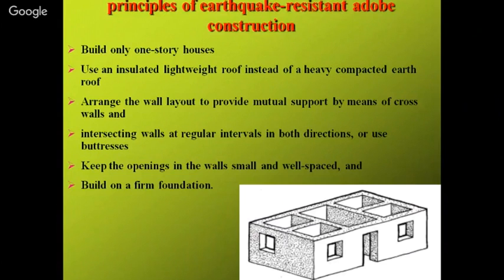Cross walls should be provided, as you can see in the picture. In the case of mud houses, rooms are very small as compared to other construction. And intersection walls should be at regular intervals in both directions. In both directions, intersection of the walls should be there. If we are not having intersection of the walls, we need to provide buttresses to support that wall.